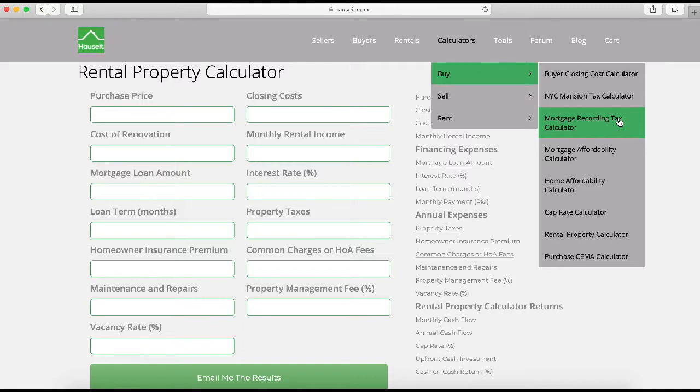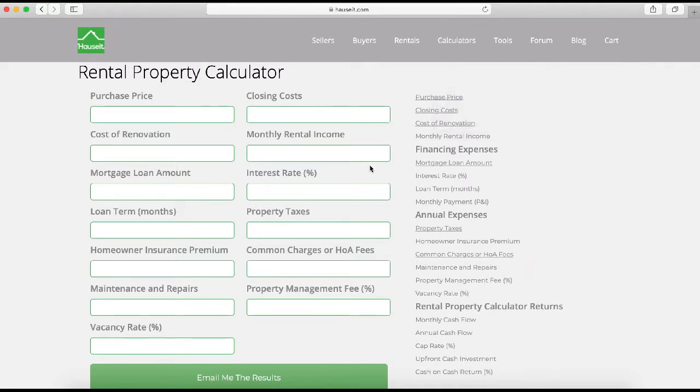Final note as well, the purchase CEMA calculator is pretty interesting. There is an opportunity for you to save some money and reduce the mortgage recording tax if the property has an existing loan on the seller's side and you're able to persuade the seller to assign some of that mortgage to you. And that would reduce the amount of new mortgage you're underwriting, and therefore it would help you save some money on your closing costs.